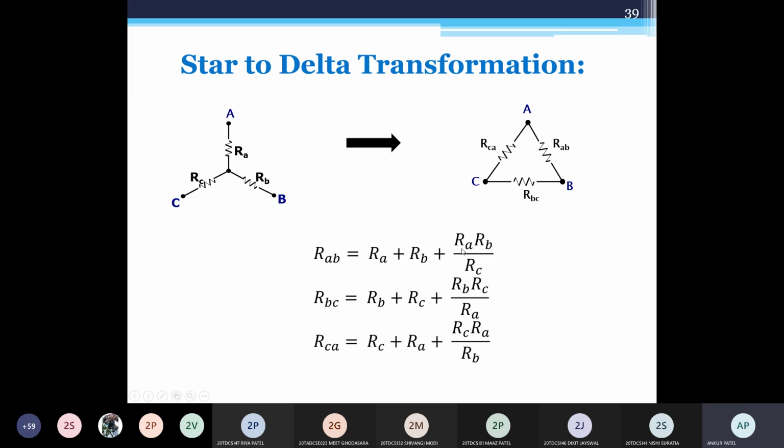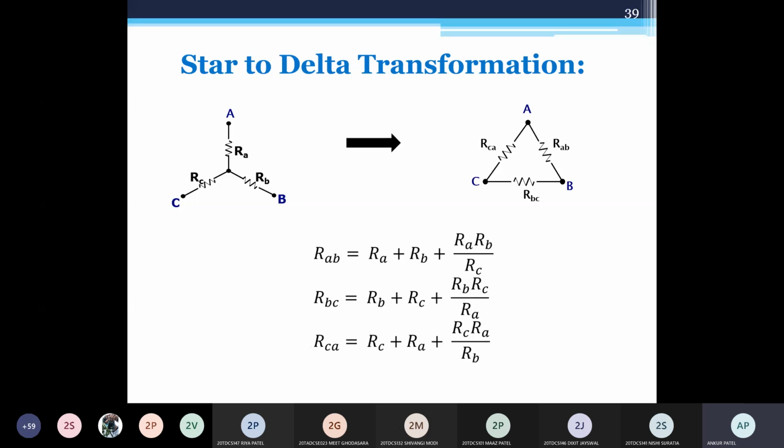Sir, in star form, should there be a minimum of one point, or can there be many points? You need to identify in the circuit which connection is given, star or delta. You need to identify first whether star or delta is given, and according to that, you need to do the conversion for simplification.